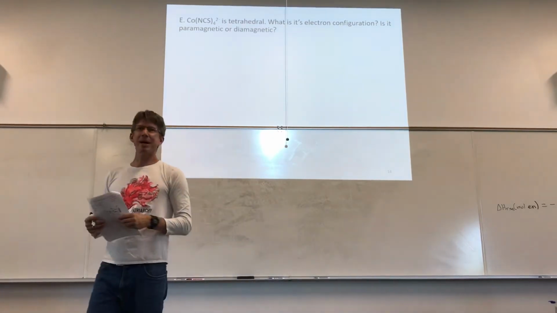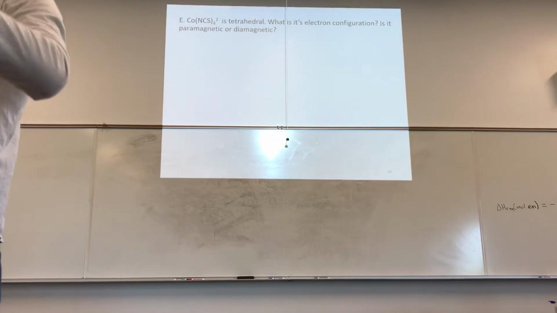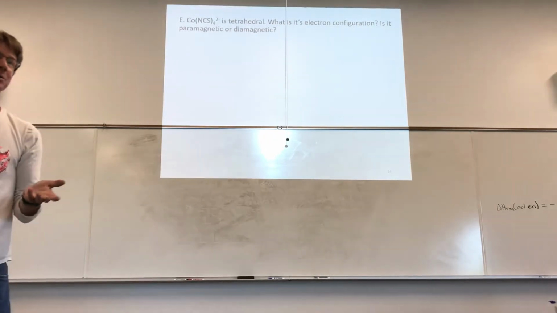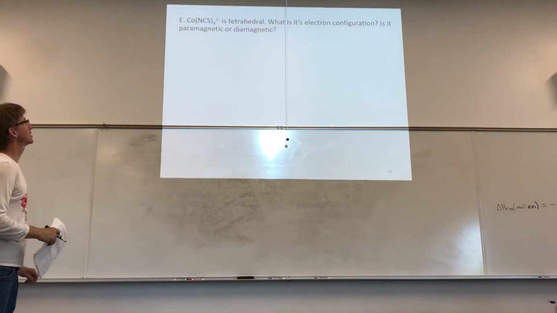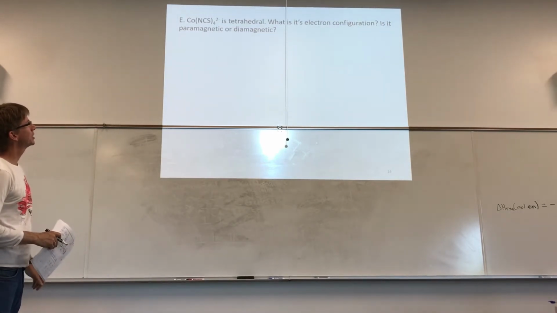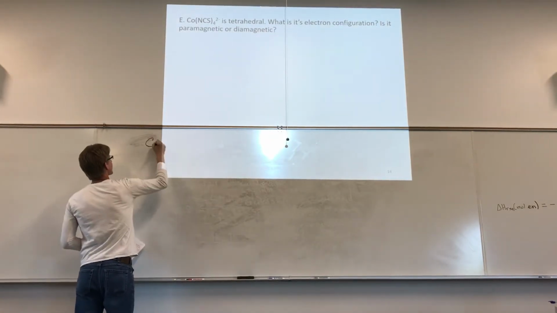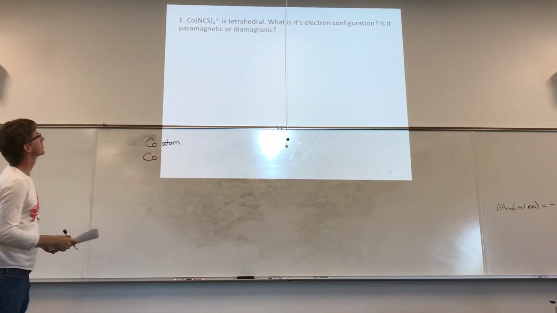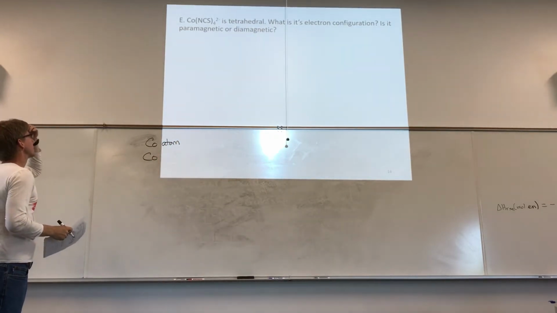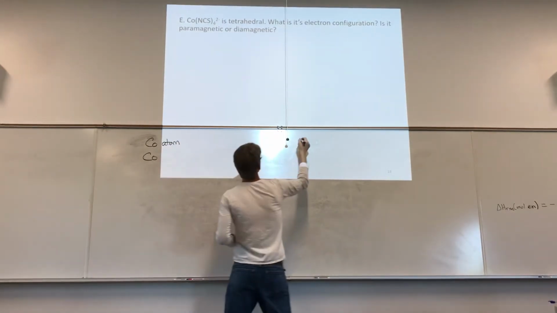Now, one of the things about having 2 coordination number 4 types of geometries is that I have to pretty much tell you what the geometry is. Like in this case, this complex ion is tetrahedral. What is its electron configuration? Is it paramagnetic or diamagnetic? All right, so I'm going to do my electron configurations over here.